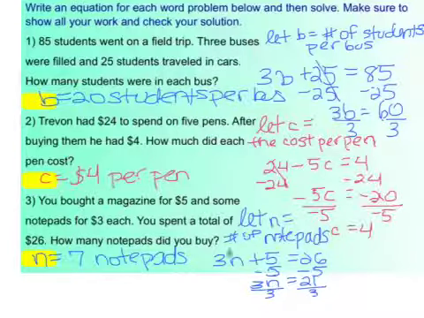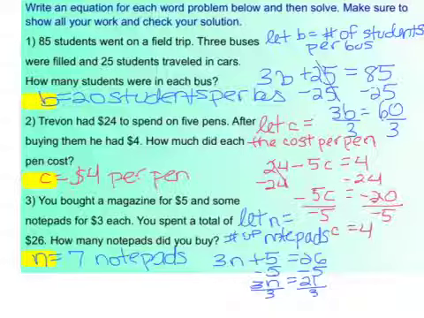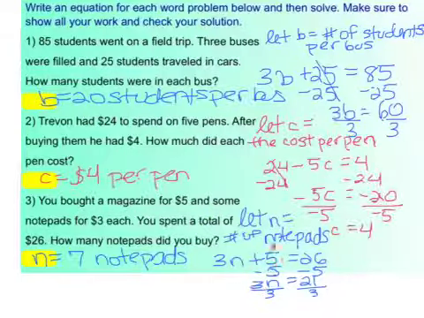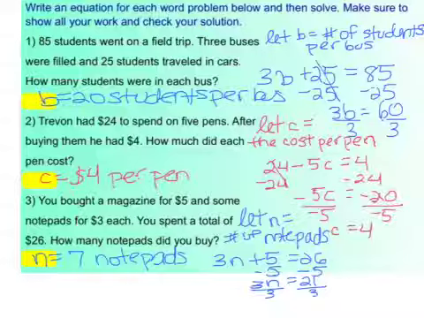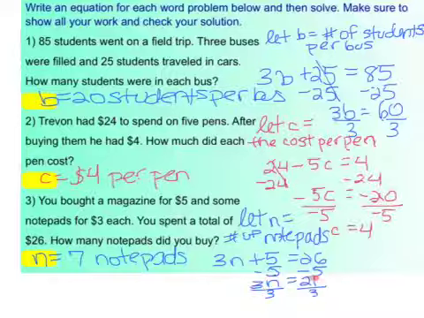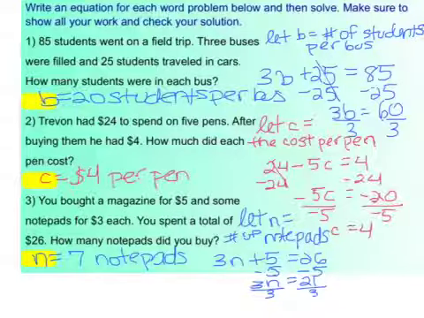Well, we know each notepad is $3, so $3 per notepad, 3n. And we spent an additional $5 on a magazine, and in total we spent $26. So now we have our equation. We're going to solve for n. So subtract 5 from both sides. 3n equals 21. Divide both sides by 3, and we get that 7 notepads were bought.